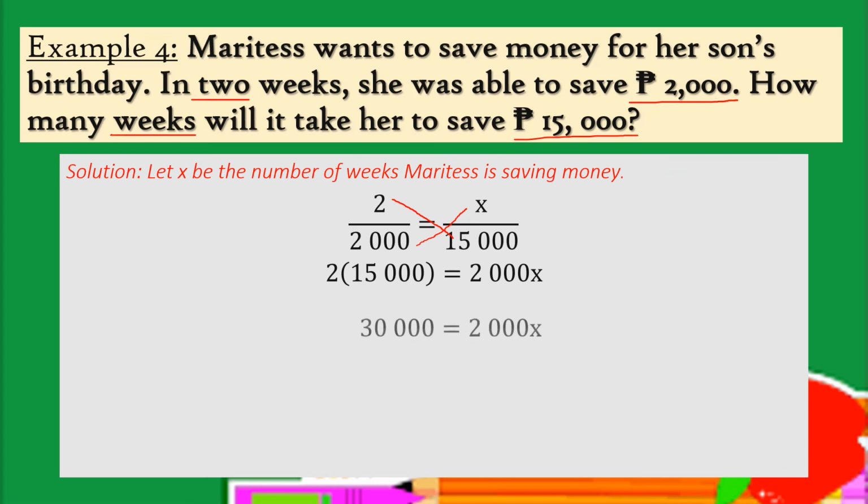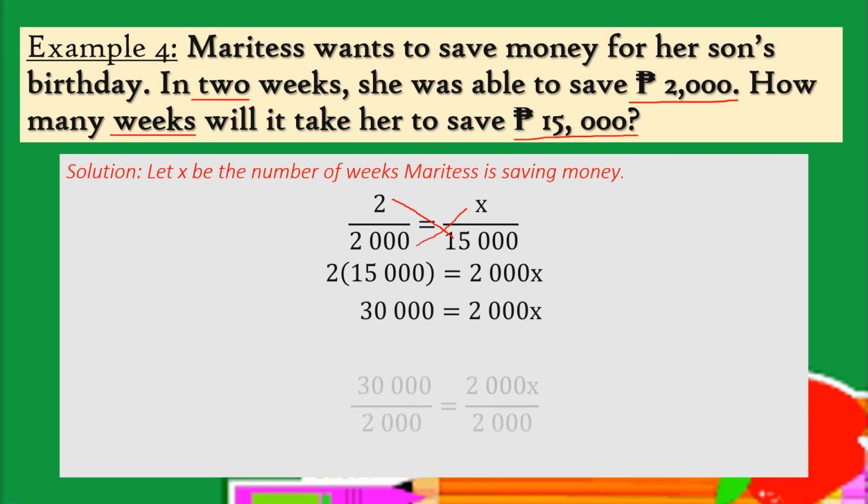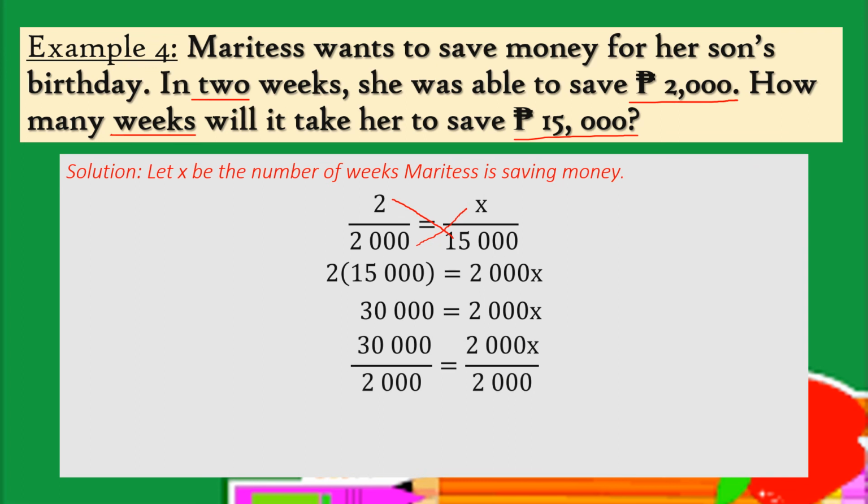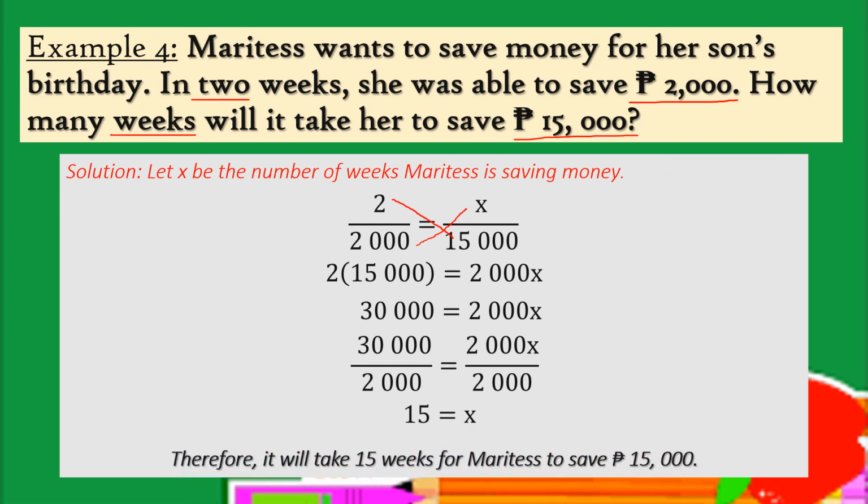Simplifying this, we have 30,000 is equal to 2,000x. Again, we will divide both sides of the equation by the coefficient of x, which is 2,000. So we have 30,000 divided by 2,000, and that is 15. So meaning, it will take 15 weeks for Marites to save 15,000 pesos.